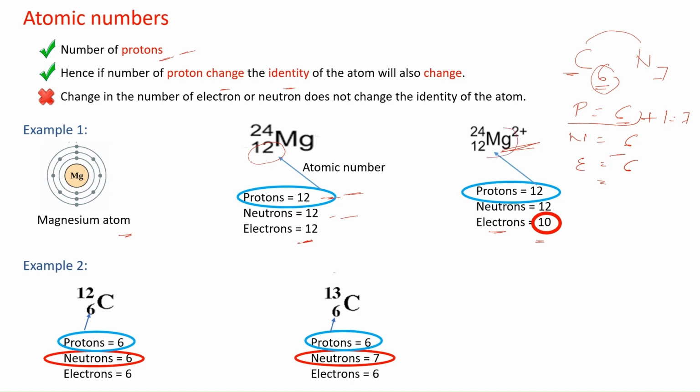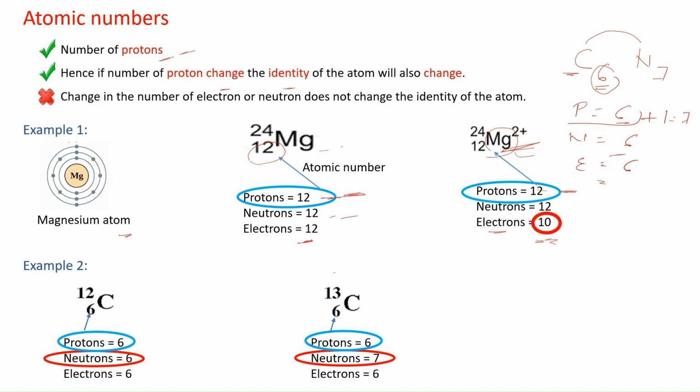But the identity is magnesium. When the number of electrons is 12, it is still magnesium. When the number of electrons is 10, it is still magnesium. Because it donated 2 electrons it becomes Mg2+, but Mg remains Mg. Why? Because the number of protons is the same. In both cases, they have 12 protons. Understood? So the number of protons is important for the identity of any element.